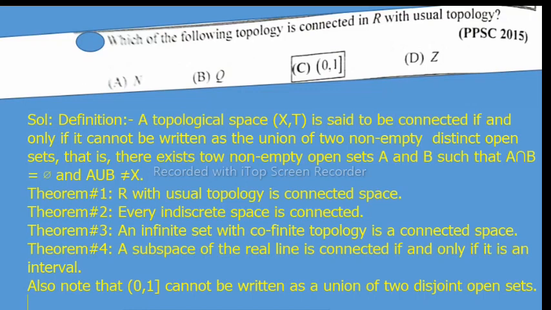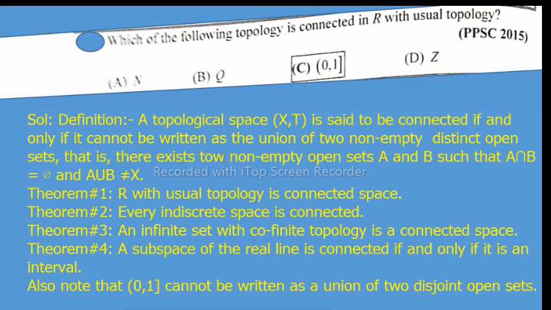Solution. First, the definition: a topological space X is said to be connected if and only if it cannot be written as the union of two non-empty distinct open sets, that is, there do not exist two non-empty open sets A and B such that A intersection B is equal to phi, and A union B is equal to X.